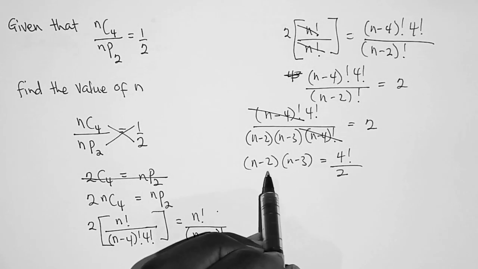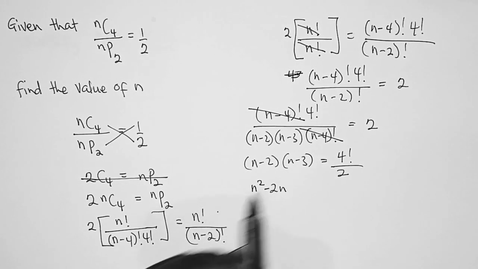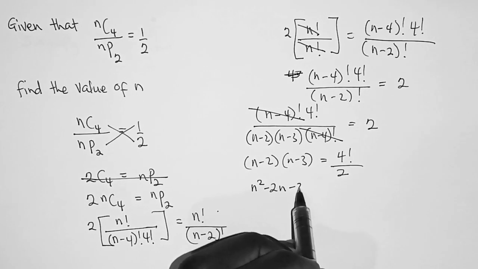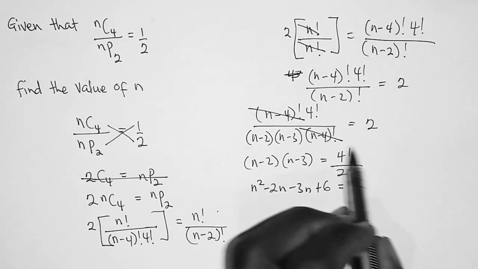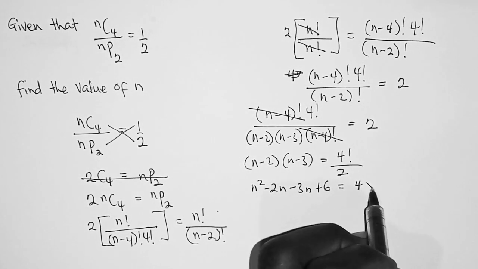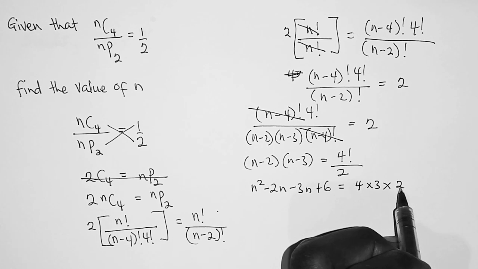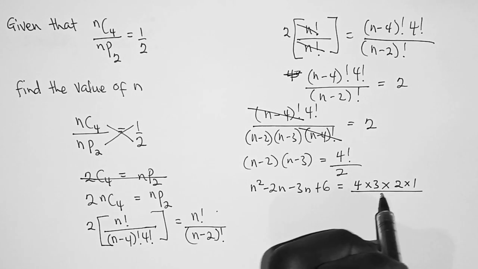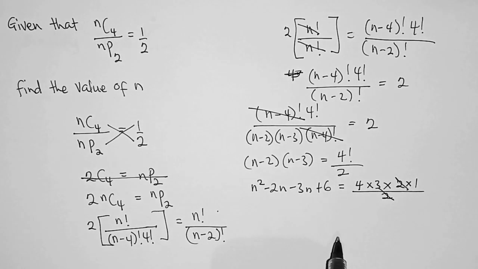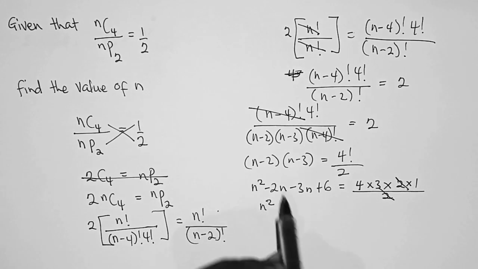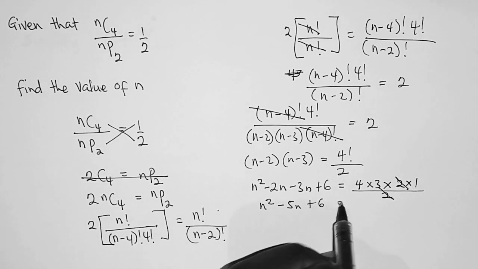So let's expand here. So this becomes n squared, then minus 2 times n is minus 2n, then n times minus 3 is minus 3n, then minus 2 times minus 3 becomes plus 6. Equals 4 factorial, which is the same as 4 times 3 times 2 factorial, and 2 factorial is the same as 2 times 1, divided by 2. So these 2 and these 2 can cancel out. 4 times 3 is 12, times 1 is still 12. So it becomes n squared, then minus 2n minus 3n becomes minus 5n, then plus 6 equals 12.